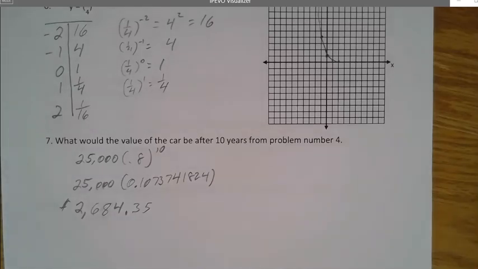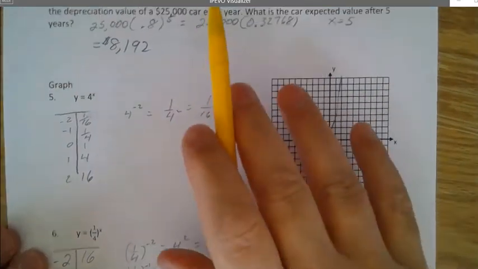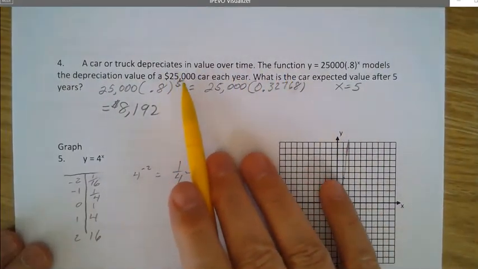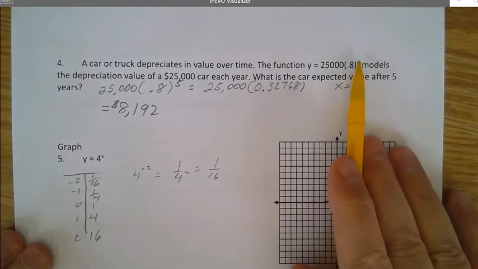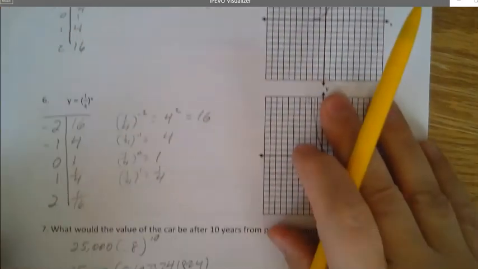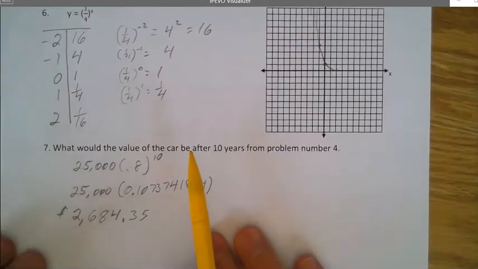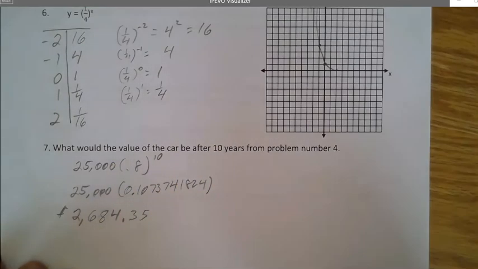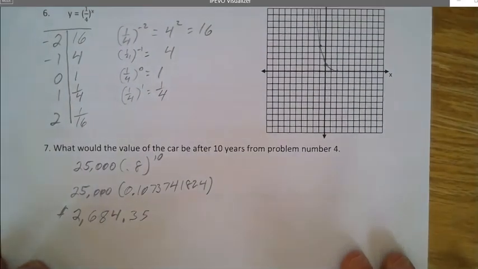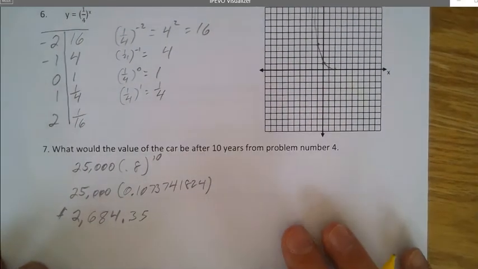For problem number 4, so up here, instead of doing this equation to the 5th like I did in this problem, we're going to do it to the 10th. Okay, so down here, when we do it to the 10th, this number to the 10th power is this. Multiply, and I get this. So the value of the truck will roughly be $2,684.35.